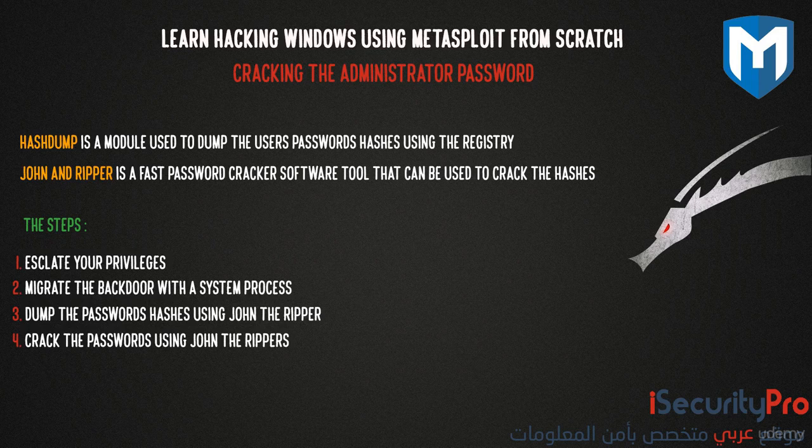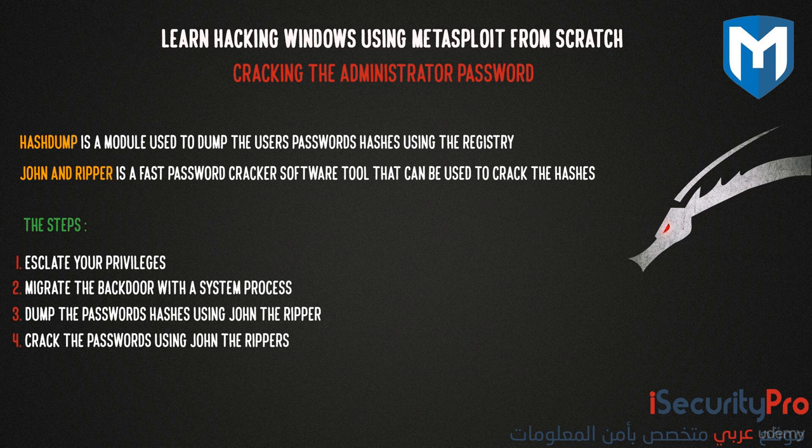Another method to get the user password or the administrator password is by dumping the local user accounts' password hashes from the SAM database using the registry. To dump the user's password hashes, you must have administrator privileges, and we saw how to do that in a previous lecture. We're going to be using a module called hashdump, which will dump all the password hashes of the user accounts.